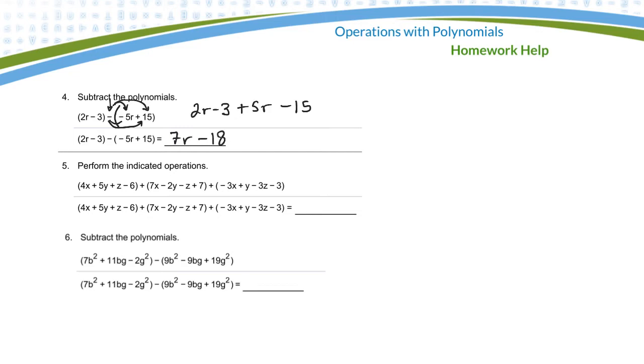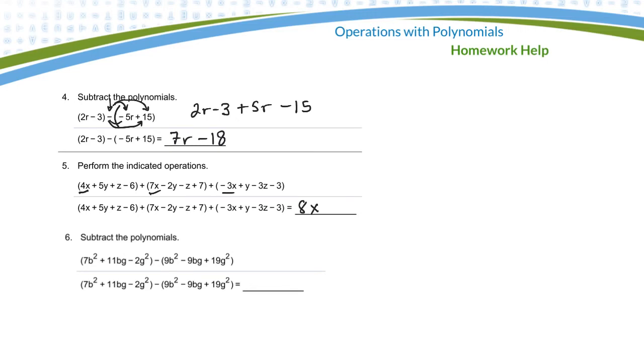Okay, question number 5. Perform the indicated operations. Looks like we're just adding. So for adding, we can just look for like terms right off the bat. So here's some x's. That's all of them. 4 and 7 is 11. Minus 3 would be 8x.